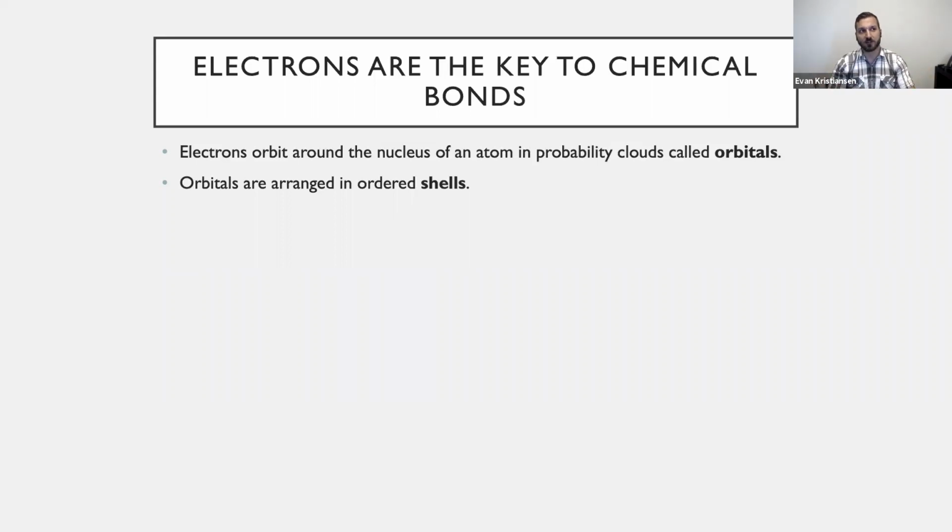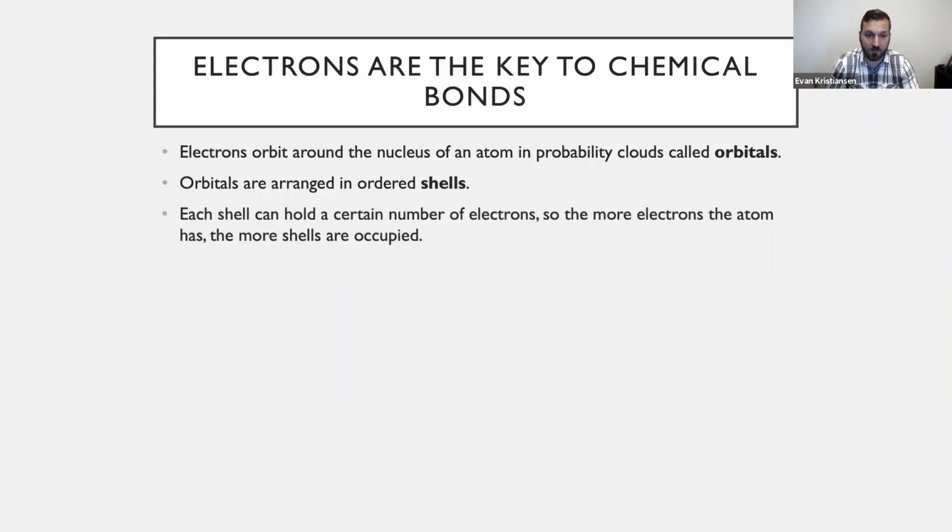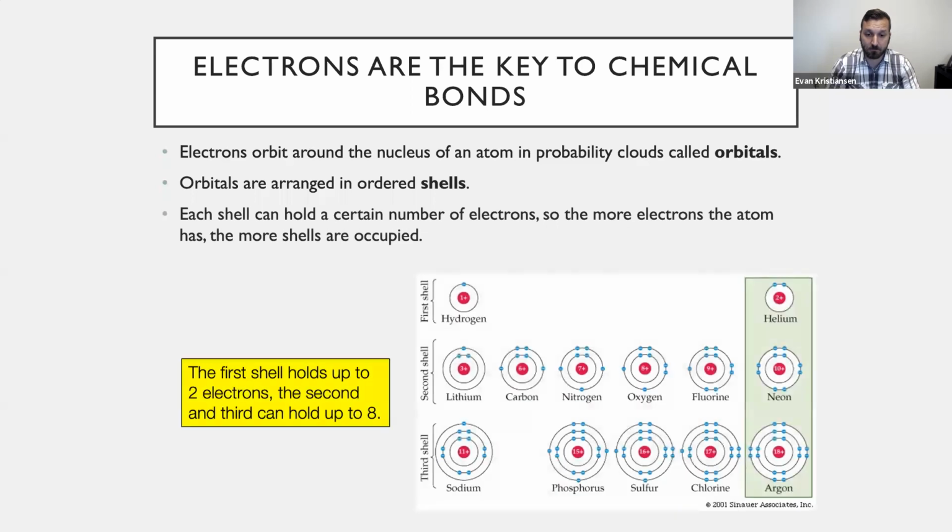You can imagine this sort of like you're looking at a racetrack, but all the cars are invisible. You know roughly where the cars will be. They'll definitely be on the track, but you don't know for sure where on the track they are. That's the sort of equivalent of the orbitals in this case. So these orbitals are arranged into electron shells, we call them, where each shell can hold a certain number of electrons. So the more electrons an atom has, the more of these shells are occupied.